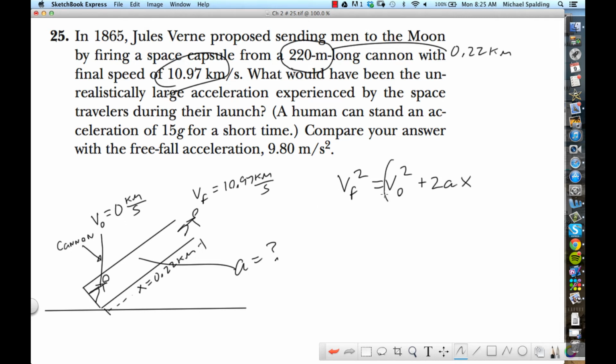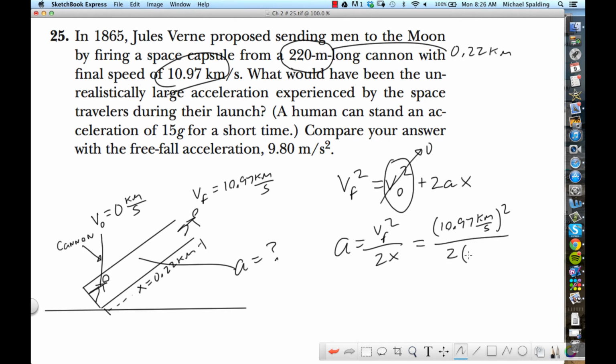Okay, V initial is what? 0. Now notice I'm not plugging numbers in. Plug numbers in after you've done the algebra. Solve this for A. A equals V final squared over 2X. So V final is 10.97 kilometers per second, and make sure you square it, and then divide it by 2 times the displacement, which is 0.22 kilometers.